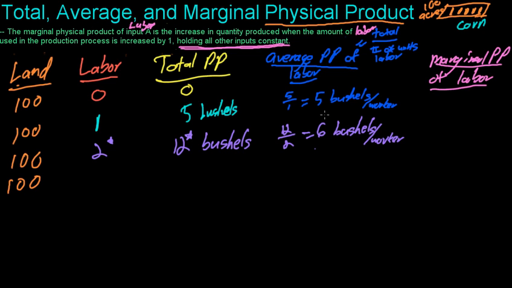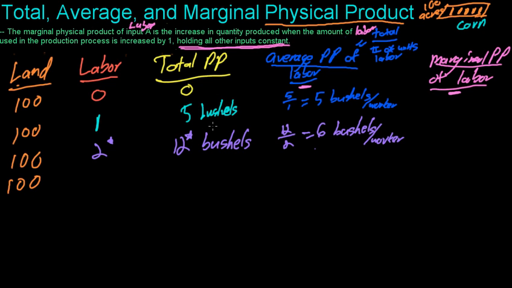So when we go from 0, oh, I just realized something. I skipped what the average physical product of labor would be for 0. If nothing is produced, the average physical product of labor would be 0 divided by 0, which is undefined. So there's no average physical product of labor here. And we can't have the marginal physical product of labor either, because we don't have any increase in units of labor. You can't increase from -1 units. So in the first row, both of these are just going to be blank.